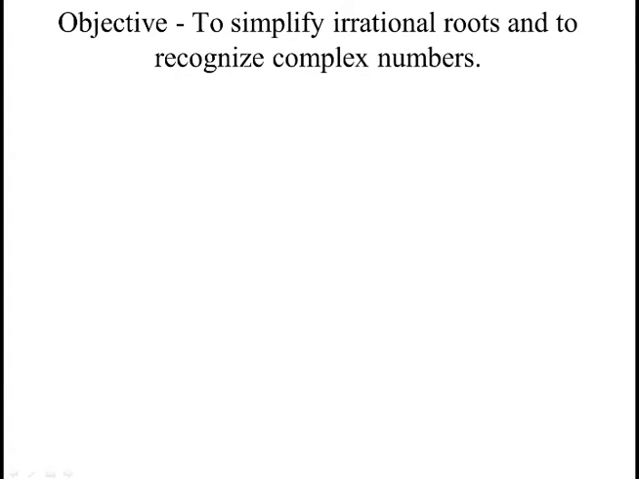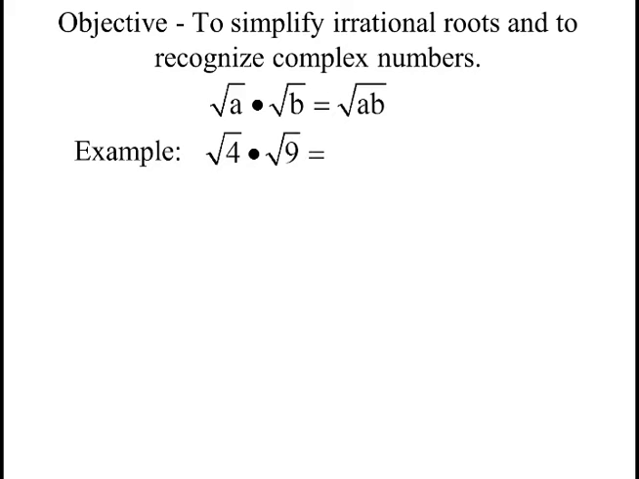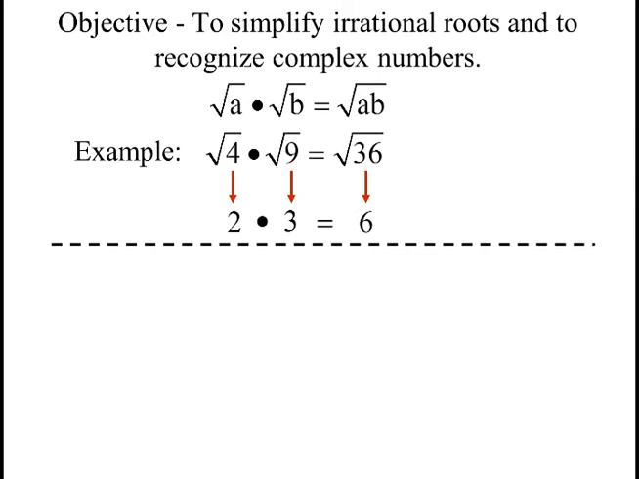This is prerequisite lesson number 2 for this collection of Algebra 2 lessons, which is all about roots, imaginary numbers, and complex numbers. You remember from Algebra 1 that you can multiply roots together. Here we see that root 4 times root 9 is equal to root 36. Root 4 is equal to 2, root 9 is equal to 3, and root 36 is equal to 6. 2 times 3 is 6.